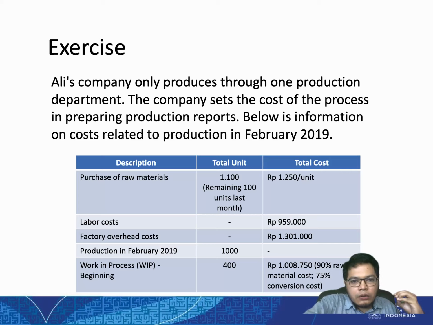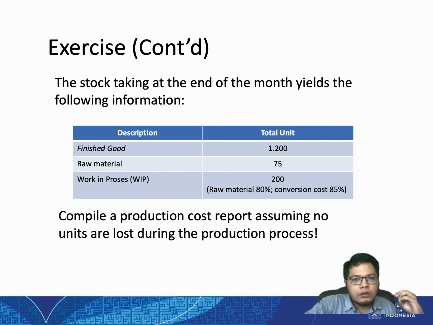Okay, labor cost, factory overhead cost, production. They can use this one, but they only produce the same as their capacity, which is 1,000, and the work in process at the beginning is 400. This came from the previous month, previous period.